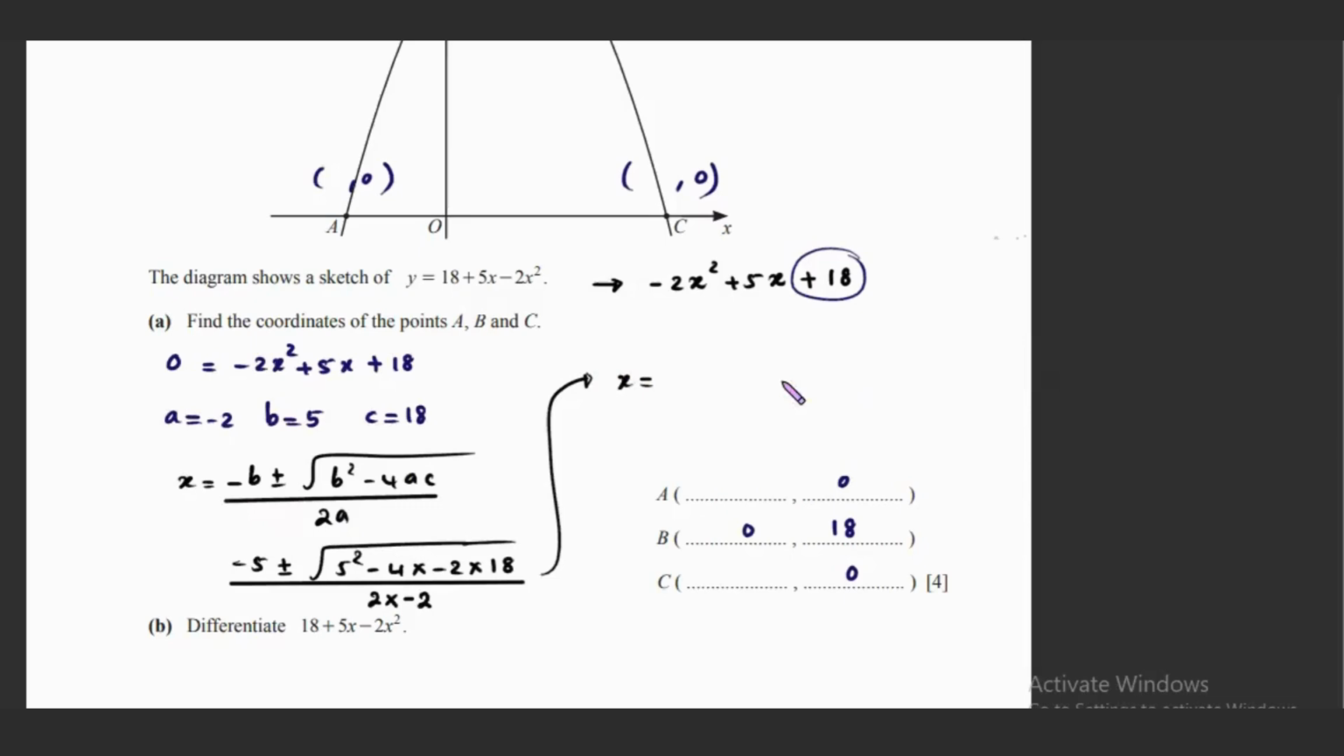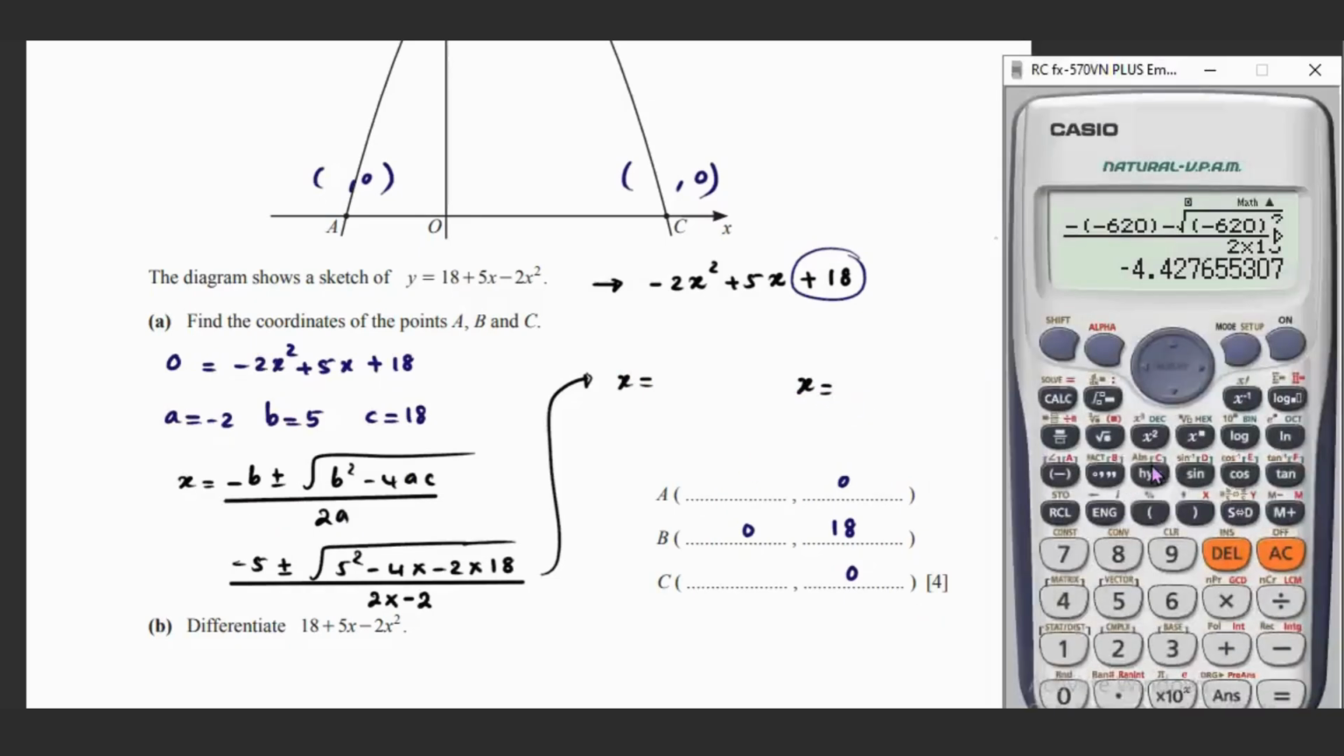So one will be a positive value. And okay, let's see what values we end up getting. So both can be positive as well. Okay, so let's put this in the calculator. So we have minus 5 plus the square root of 5 squared minus 4 times negative 2 times the 18 that we have. And in the denominator, we have 2 times negative 2. I get negative 2 as the answer.